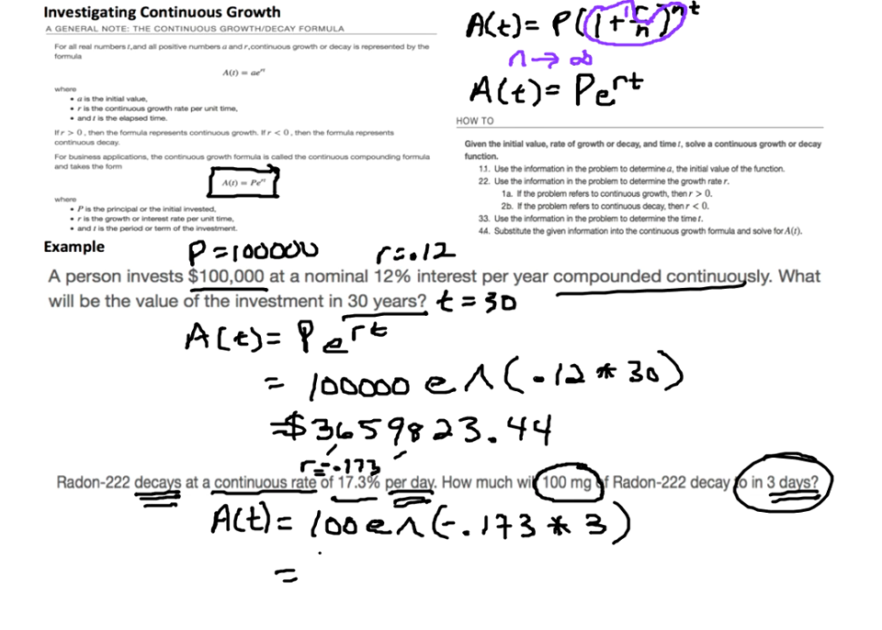All right, so when I put this into my calculator, 100 times E raised to the negative 0.173 times 3. After 3 days, this radon-222 will decay to 59.51 milligrams, and that's approximate, that's rounded.